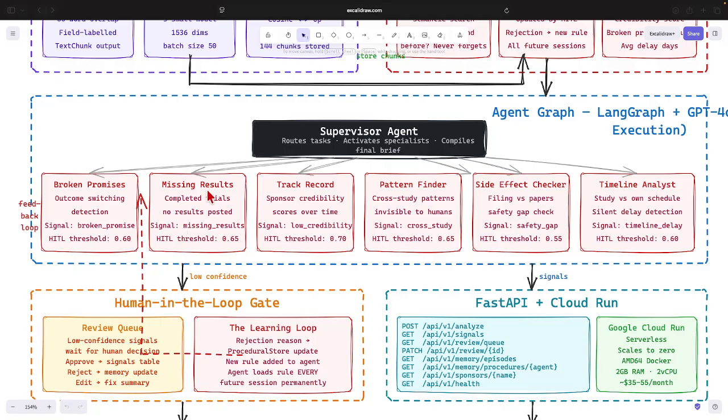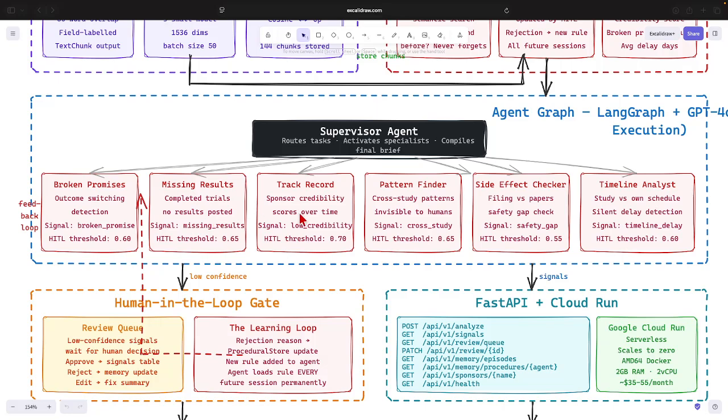Then I have the missing results agent here, which finds completed studies that never published their findings. Missing results: these are studies that never published their findings after completion. And roughly globally we say that around 30% of completed trials never do publish their research, which is actually illegal.